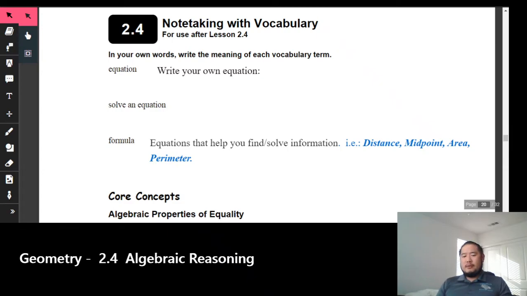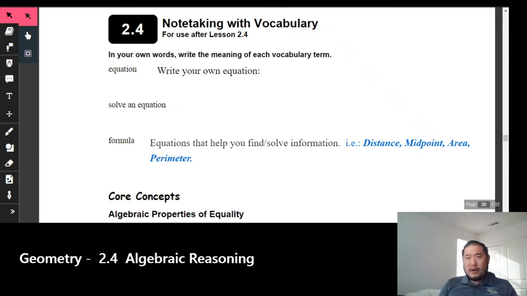Now, there are some algebraic terms that we're going to be using, and you're going to actually have to use them when using proofs later on this chapter. The first part right here, we're going to take a look at our vocabulary, is an equation. Now, an equation is a set of variables, could be numbers and variables, and you use it to solve for whatever equation variable that's missing.